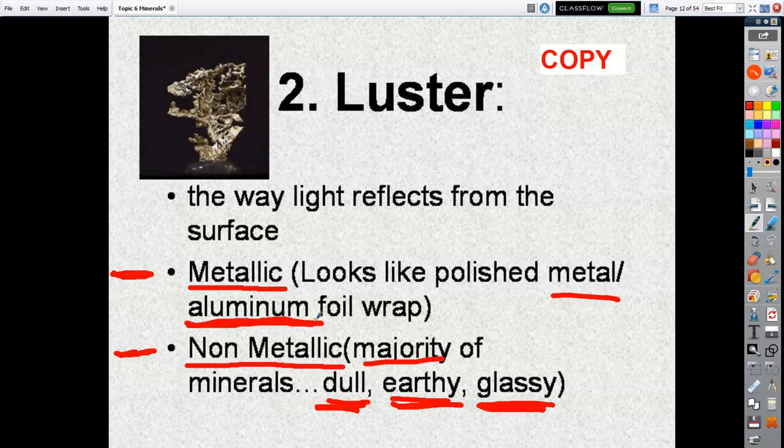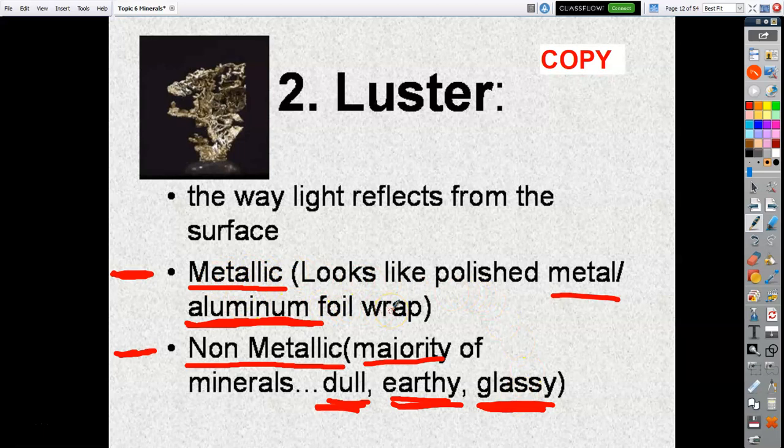You want to think of gold, like you had a piece of gold in your hand, or a piece of copper, or a piece of steel or aluminum. It has to look like metal. Shiny doesn't necessarily mean metallic. That can become very confusing sometimes when students try to identify the luster. It has to look like metal to be metallic. There's not that many metallic minerals out there.